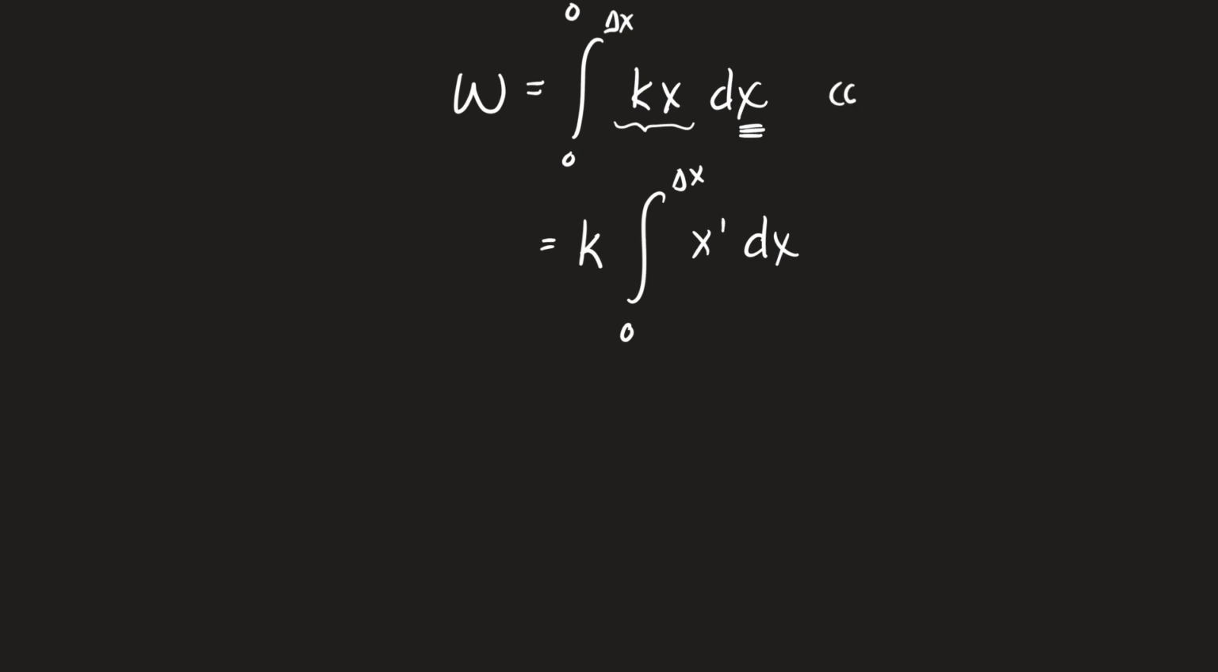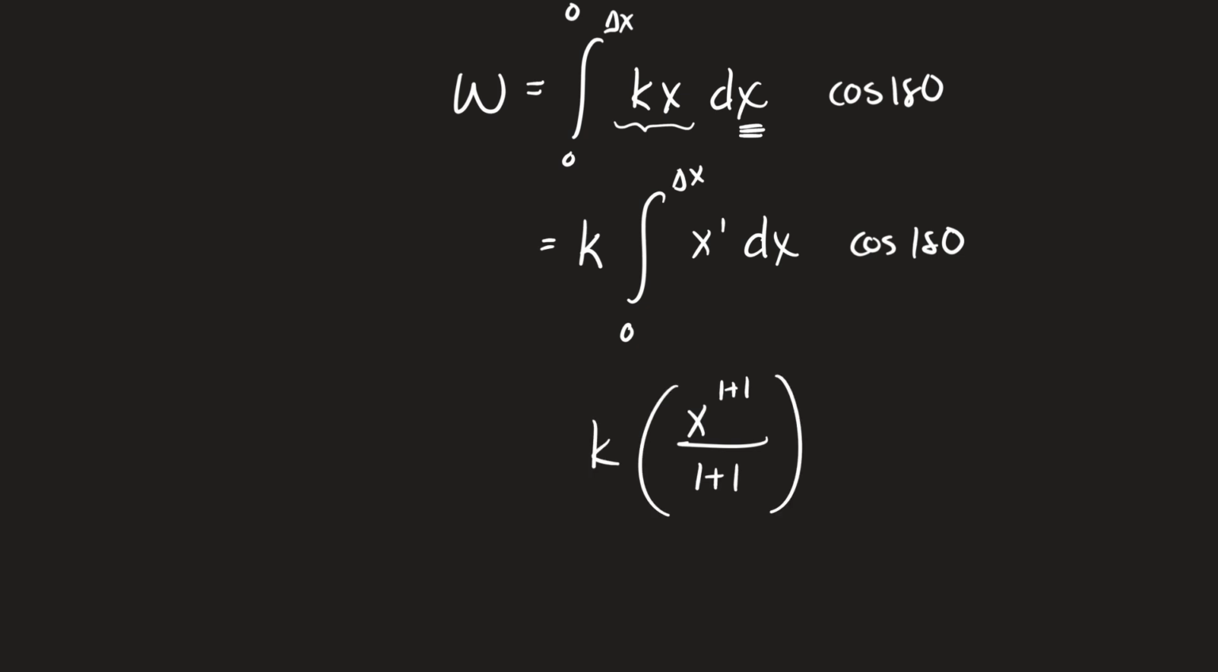Sorry, I'm forgetting to write the cosine of 180 out here. Cosine of 180 here. So I'm going to add 1 to the exponent and divide by the new exponent. I'm going to remember that I have limits. I have to put my limits in. And I'm going to just go ahead and say this is negative 1.